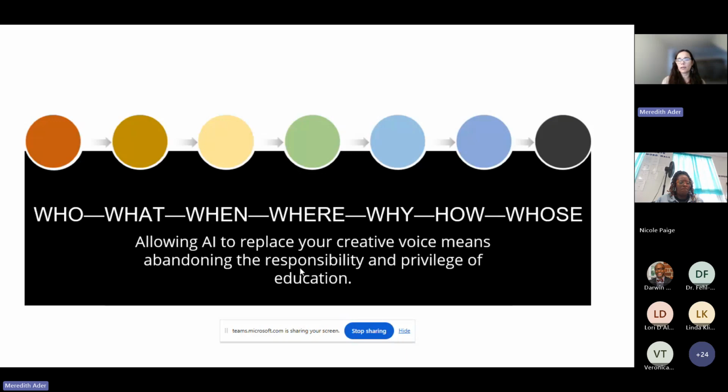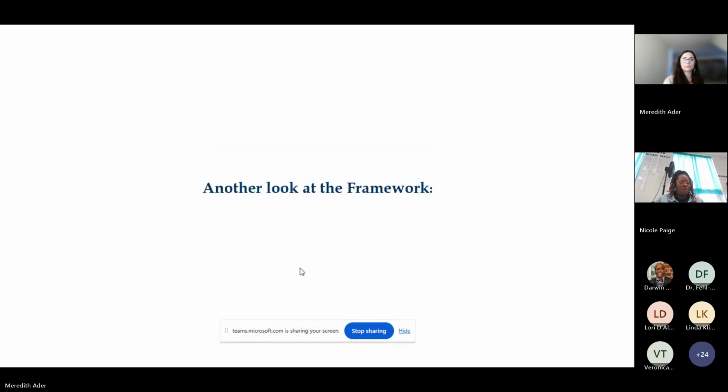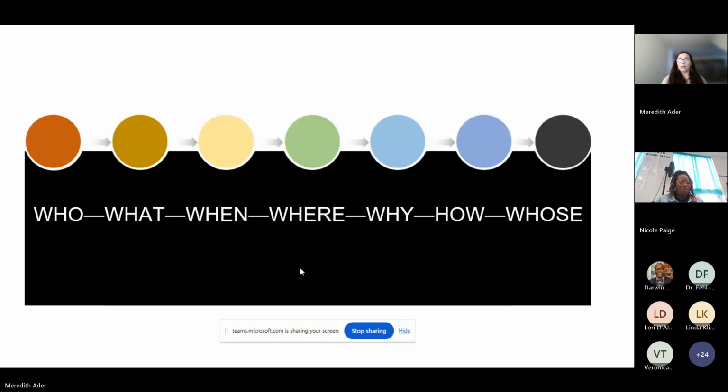When we allow AI to replace our voice, we are essentially abandoning the responsibility and the privilege of what gaining an education really means. So a new look at the framework would be using the standard six, who, what, when, where, why, and how, but then adding in the component of whose voice am I developing in a world of AI.